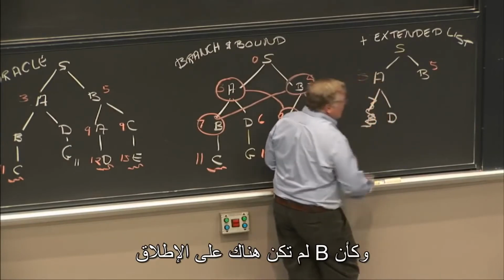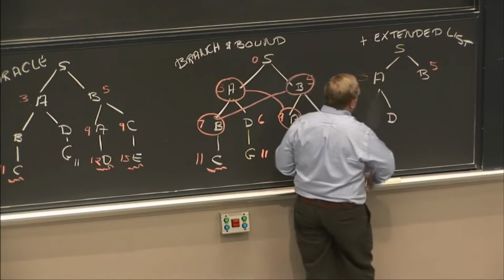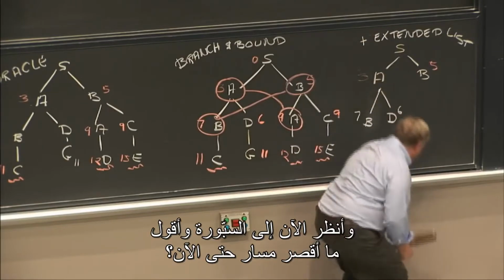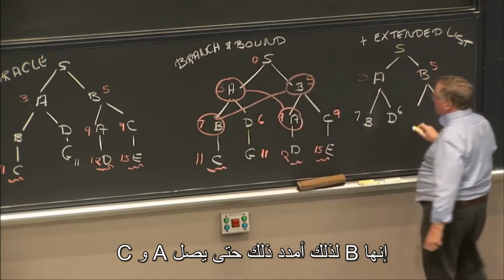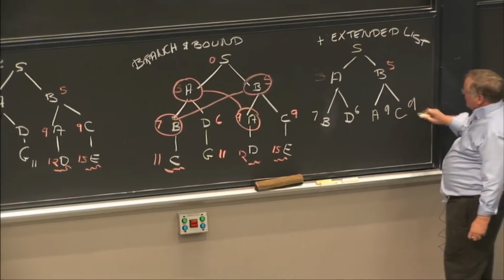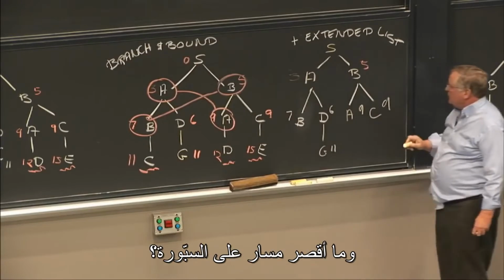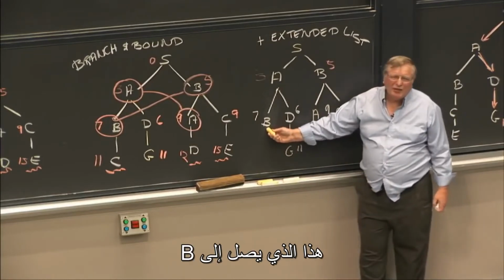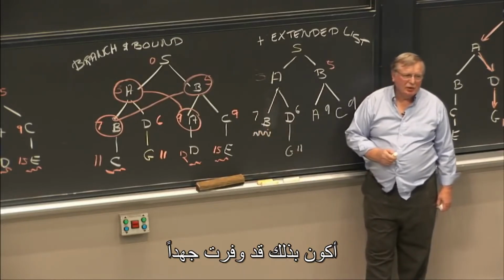Oh, sorry. Hang on. B goes there, and those path lengths are 7 and 6. And now I look around on the board, and I say, what is the shortest path so far? And it's B. So I extend that to get to A and C with path lengths of 9 and 9. And what's the shortest one next? It's D. And that goes to G, and the path length is 11. And what's the shortest one on the board, the one that has to be extended next? That's this one that gets to B, but I've already extended a path that gets to B. So I don't actually do that extension. So I've saved some work.